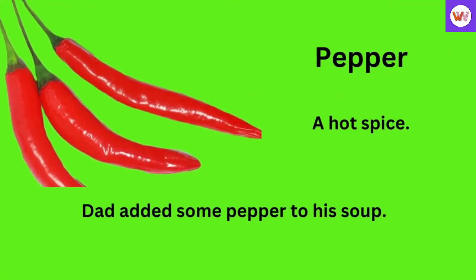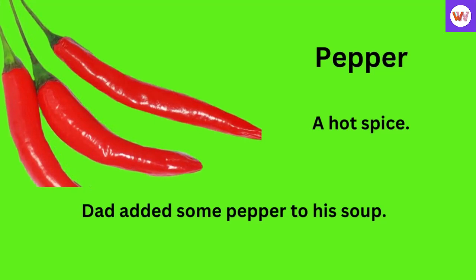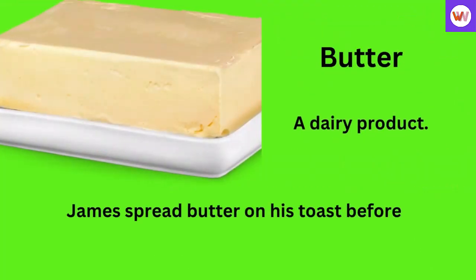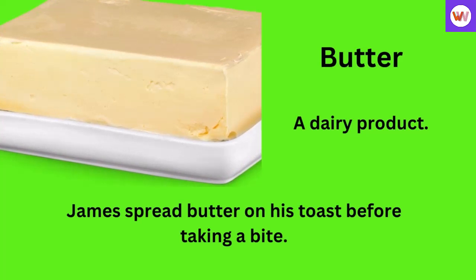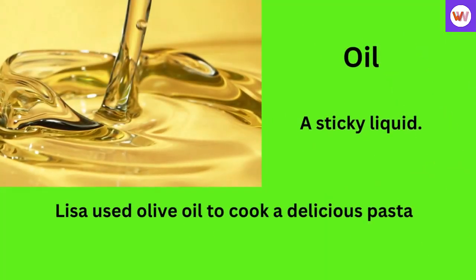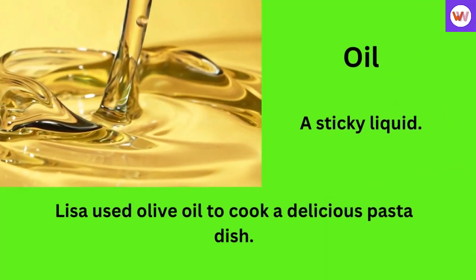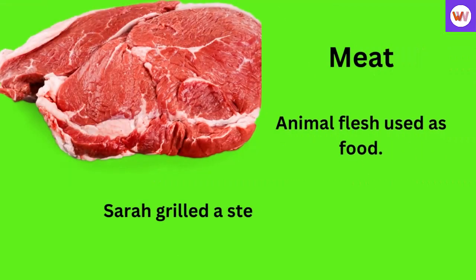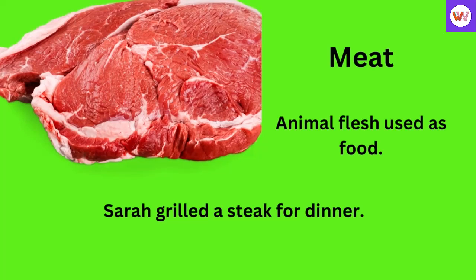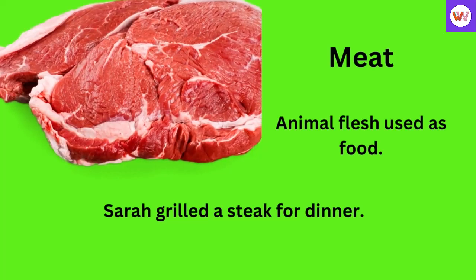Pepper. A hot spice. Dad added some pepper to his soup. Butter. A dairy product. James spread butter on his toast before taking a bite. Oil. A sticky liquid. Lisa used olive oil to cook a delicious pasta dish. Meat. Animal flesh used as food. Sarah grilled a steak for dinner.